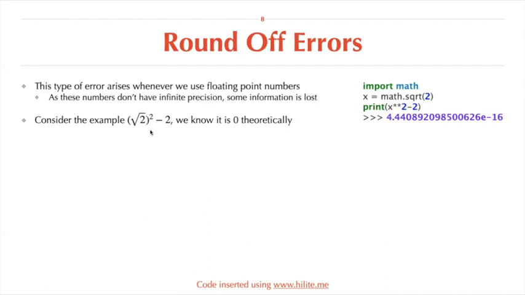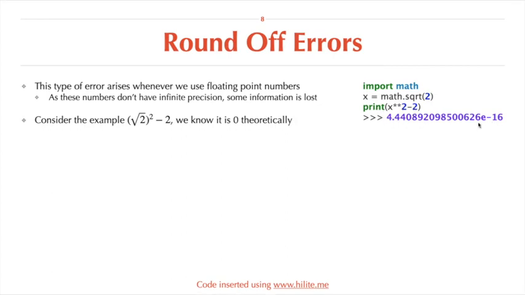Square root of 2 square minus 2. So what is this? You all know. This is just 0. So in this case, we know what the exact value is, but we may or may not know the exact value in all of the cases. But if you evaluate this through this Python code, then let's say x is equal to square root of 2. And if you square and subtract 2 from it, you should get 0.